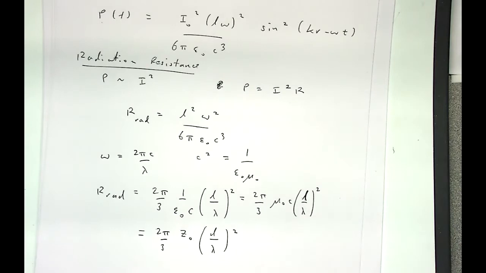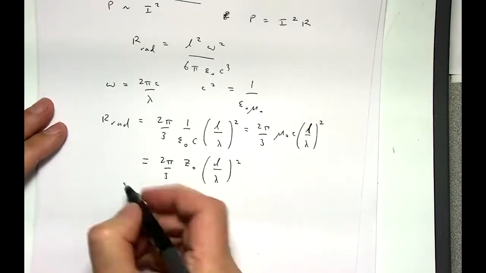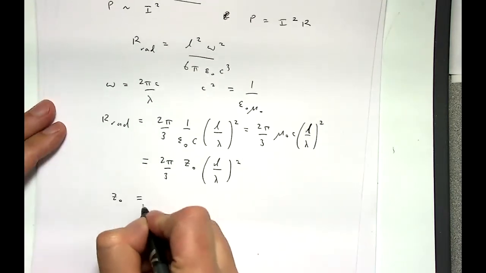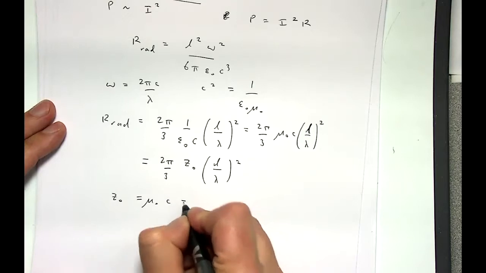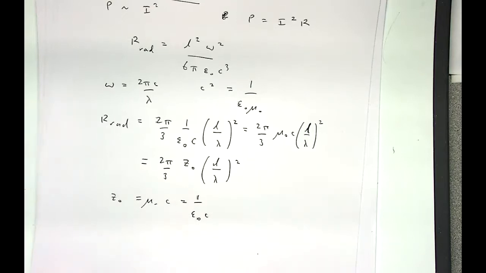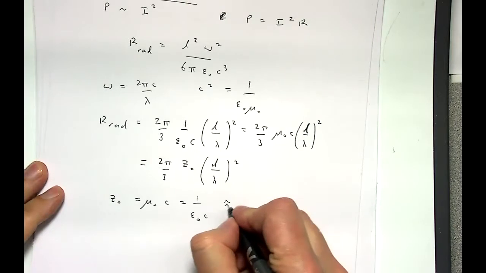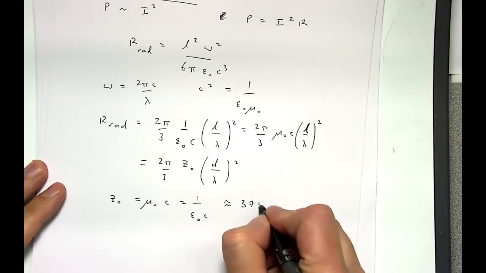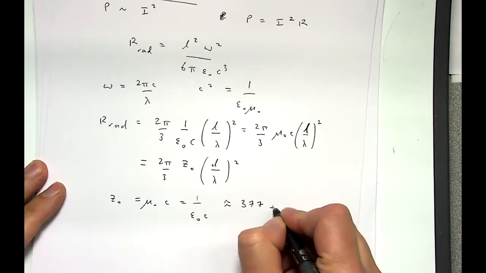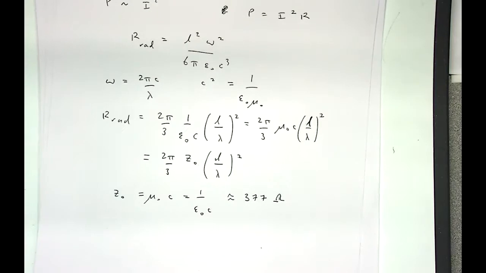How big is this number? Well, let's just calculate. It's dead easy. Of course, it's Z0 equals mu naught c equals 1 over epsilon naught c. And if you look carefully, you can convince yourself that is a value given in ohms. And it's 377 ohms. So that is the impedance of free space, Z0, which you may have encountered in other places.